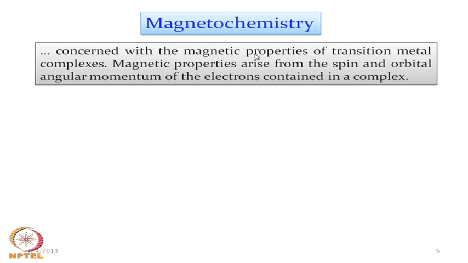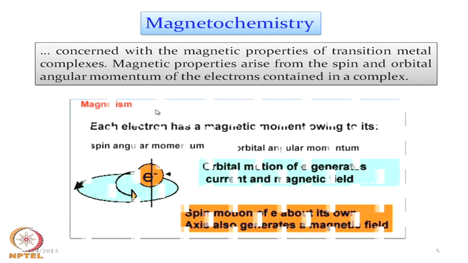Whenever we determine the magnetic properties, whether the complex is paramagnetic or diamagnetic in a particular geometry, we will be talking in terms of its magnetochemistry. These properties arise from the spin and orbital angular momentum, because we have the spinning motion of the electrons as well as their orbital motion, which are present in the complexes, and those motions can give rise to a moment, and these moments can be found out in terms of the magnetic moment.